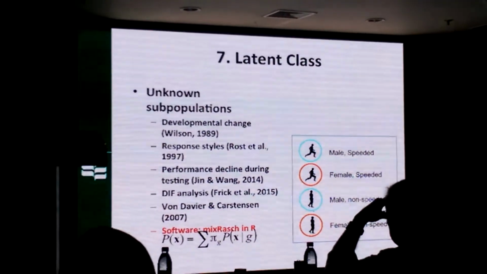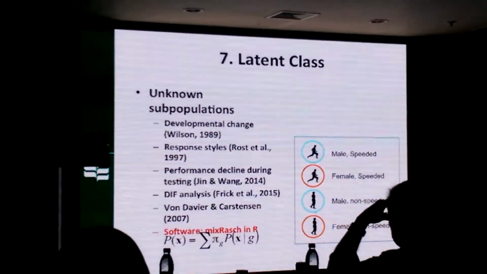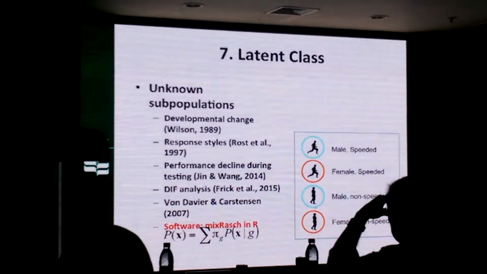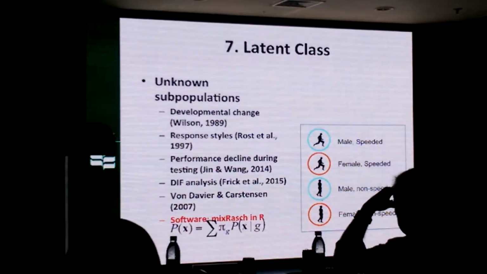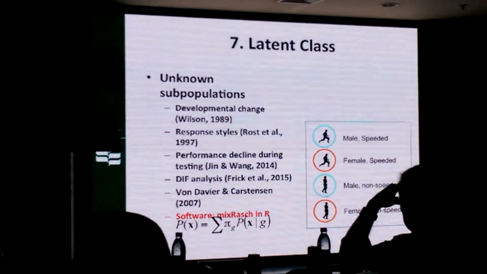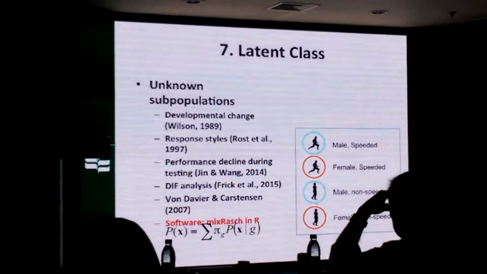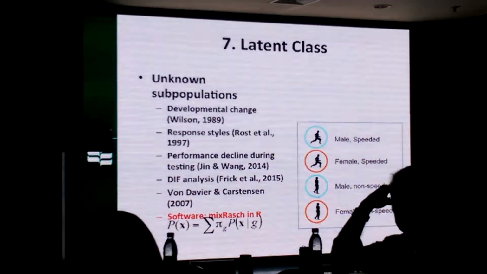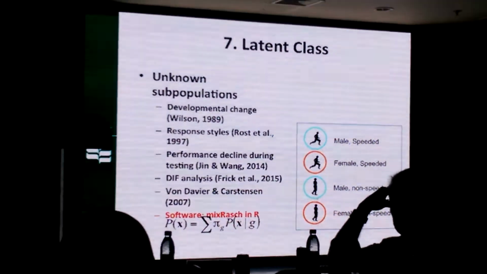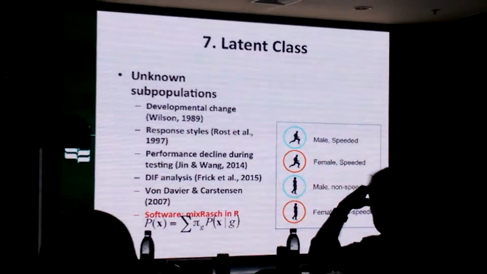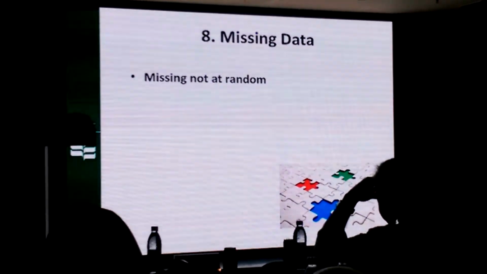And in differential item functioning analysis, sometimes in traditional analysis, the group membership is known, like gender or race or locations, whatever. They are known group memberships, but sometimes this can occur with unknown group membership, like response style, like they use different strategies to solve the item. And we have software in R called mixed Rasch. It's free.